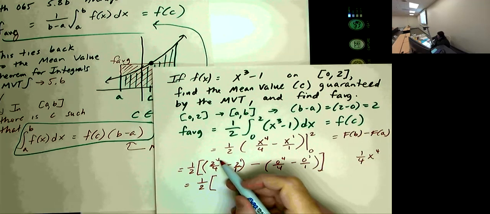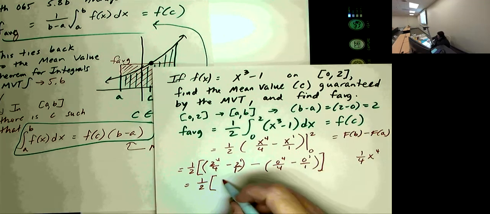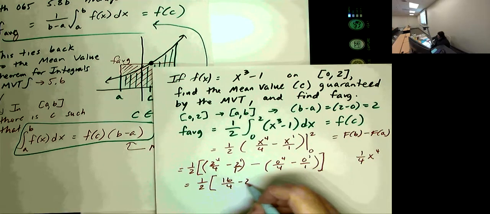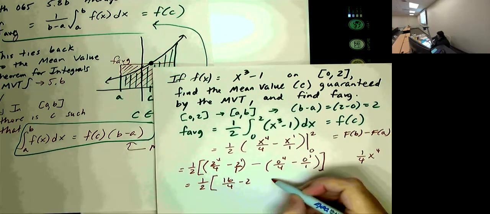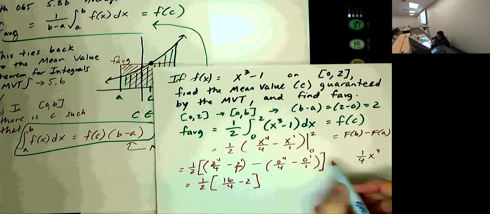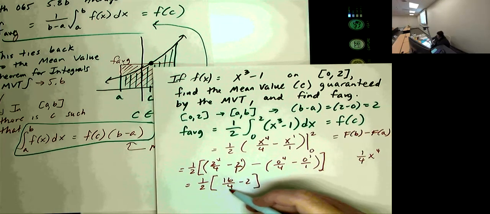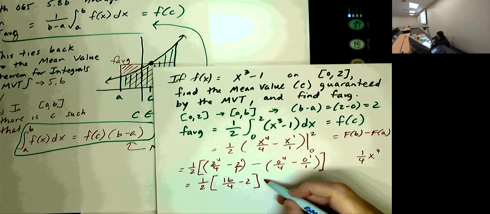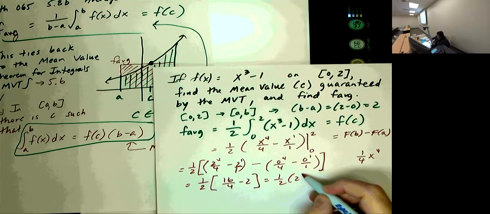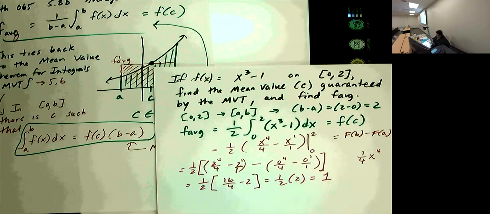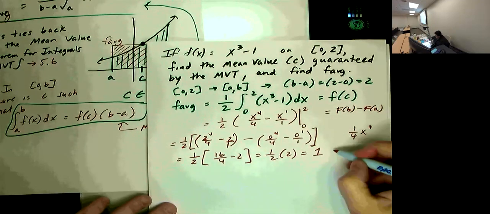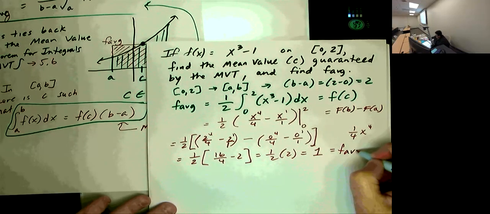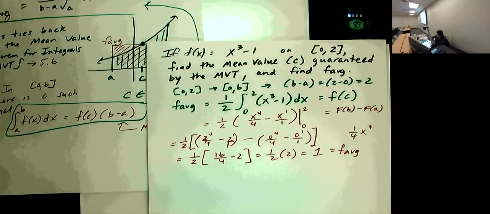2 to the fourth is 2, 4, 8, 16. 16 over 4 minus 2 minus 0. Those are all zeros. 16 over 4 is 4. 4 minus 2 is 2. 1/2 of 2 equals 1. That is the average value across that integral from 0 to 2.